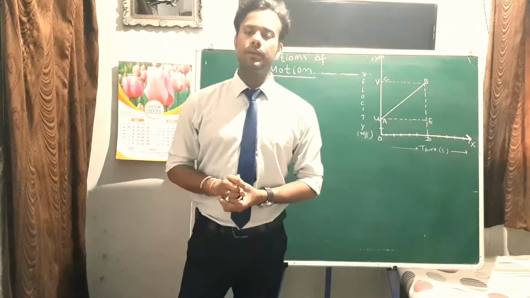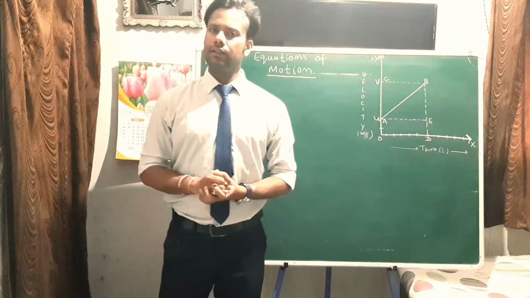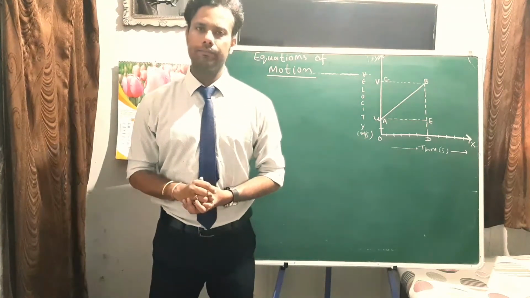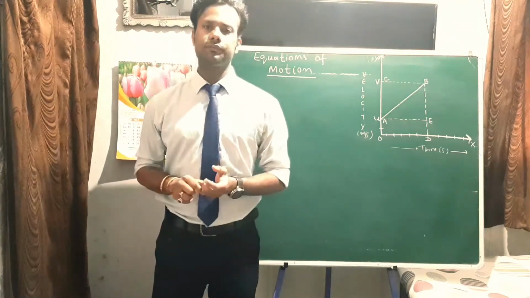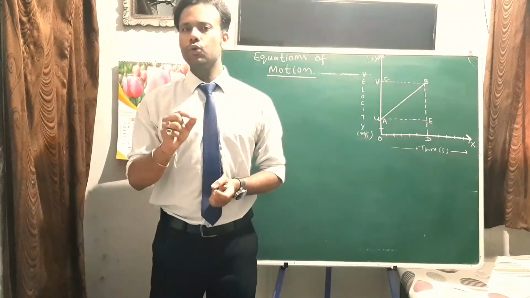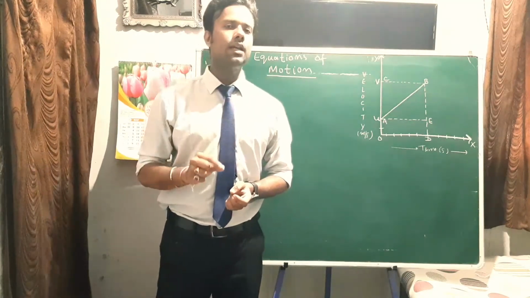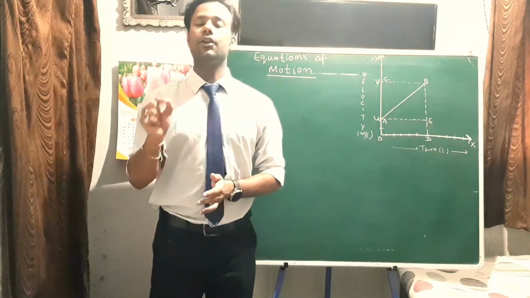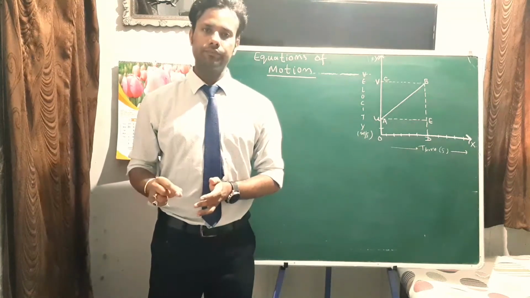These equations are basically used to find the velocity, the acceleration or the distance covered by the body in a certain interval of time. But the only limitation of these equations is we can use them only when the body is moving with uniform acceleration. That means a must be constant.